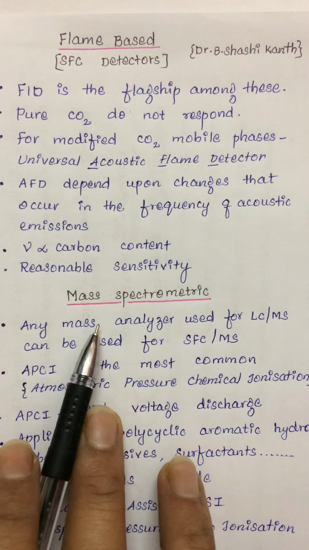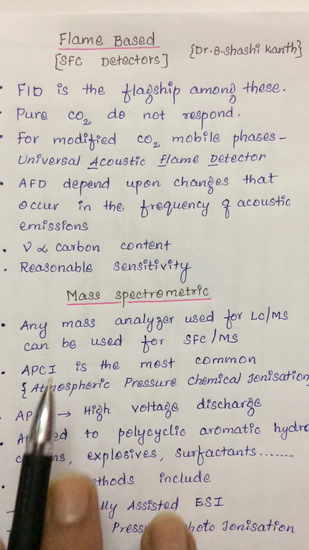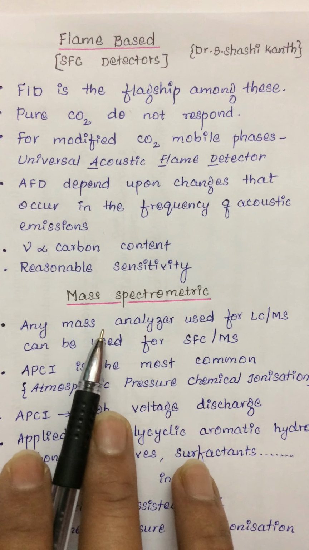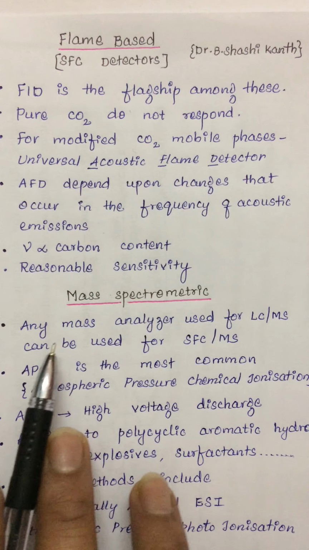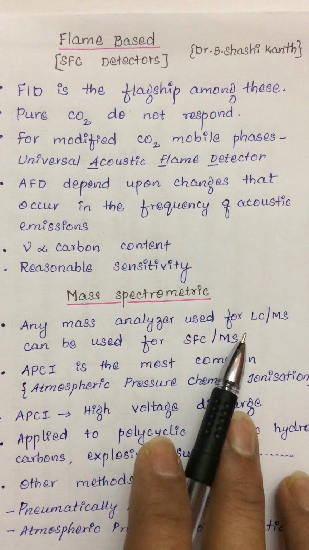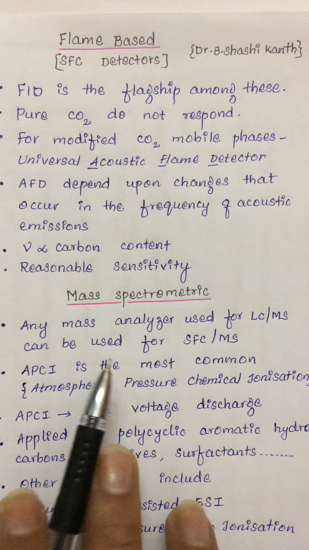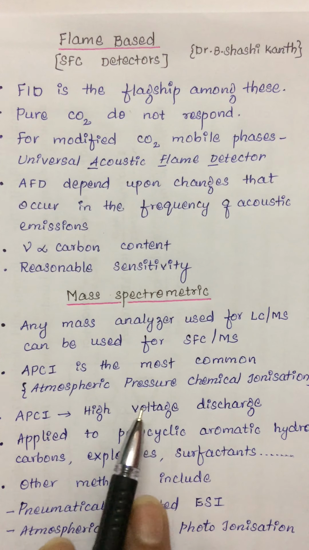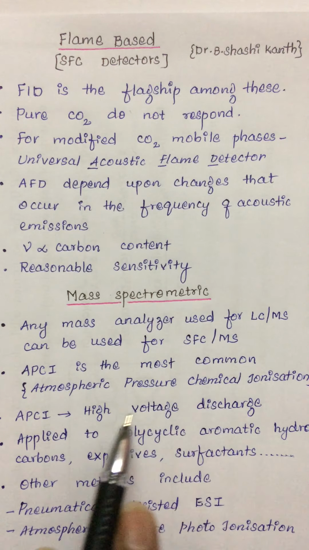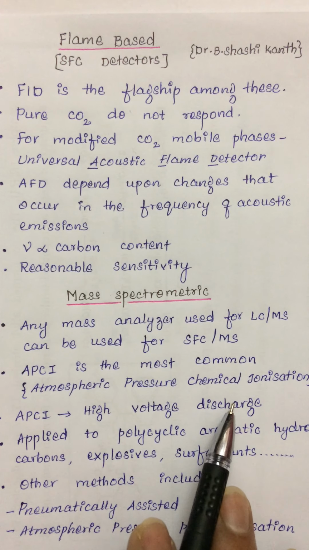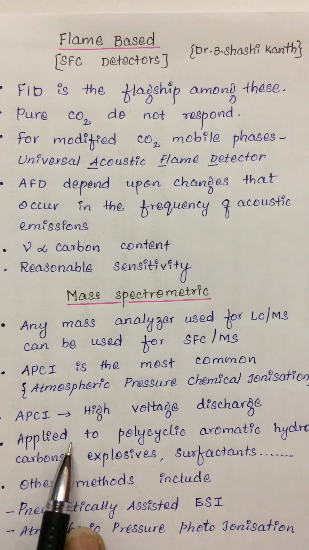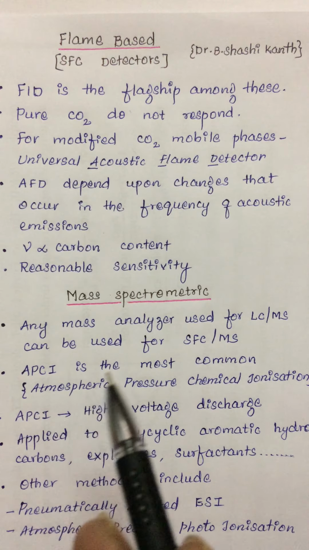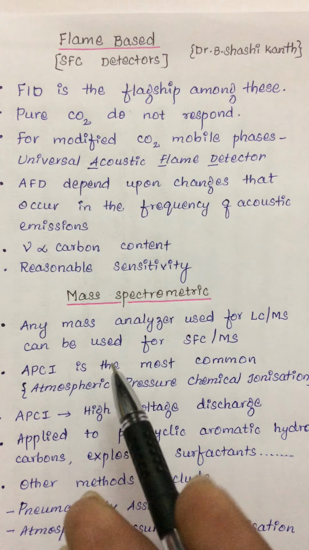The next one is the mass spectrometric detector. Whatever chromatography we choose, mass spectrometry is one of the superior detectors. Any mass analyzer used for liquid chromatography LC-MS can also be used for SFC-MS. The most commonly used method is a chemical ionization method, which we call atmospheric pressure chemical ionization, abbreviated as APCI. In the APCI method, a very high voltage is discharged and used to create reagent ions from the mobile phase, which in turn ionize the analytes.